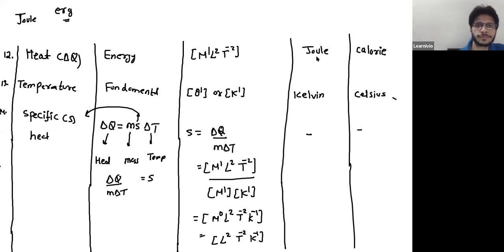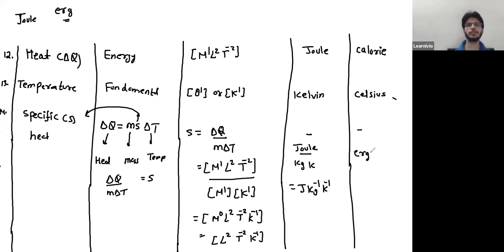Now, if we write units, the unit is delta Q by M delta T. The SI unit of delta Q is joule, divided by mass, which is kg, and delta T is temperature, which is Kelvin. So the combined unit is joule per kg per Kelvin. For the CGS unit, instead of joule you can use erg, instead of kg we write gram, and instead of Kelvin we write Celsius. Oh sorry, not erg, it will be calorie. Since it's heat, the CGS unit is calorie per gram per degree Celsius.